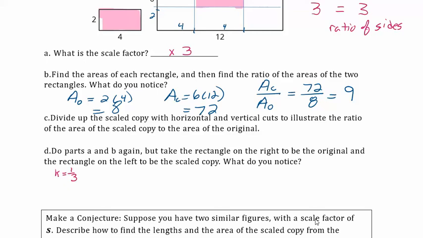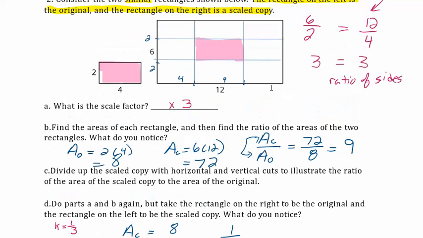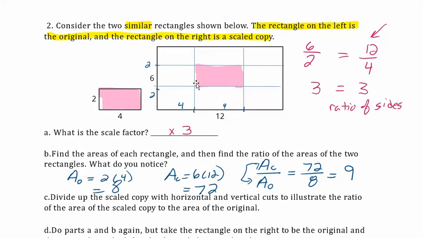So now if I do the area, I'm going to switch these since I'm swapping them. So now the area of the copy is 8. And the area of the original is 72. So that tells me the area of the copy is 1/9 the area of the original, which makes sense, right? This is 1/9 the area of this.